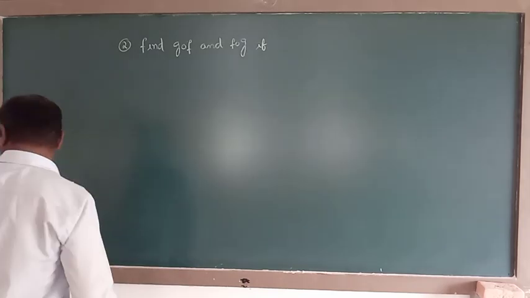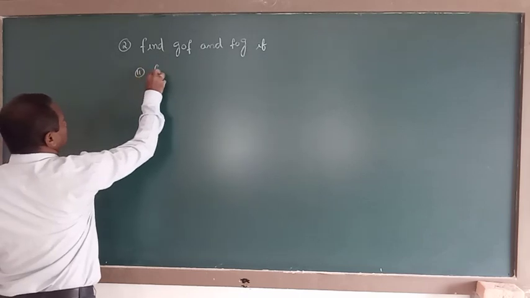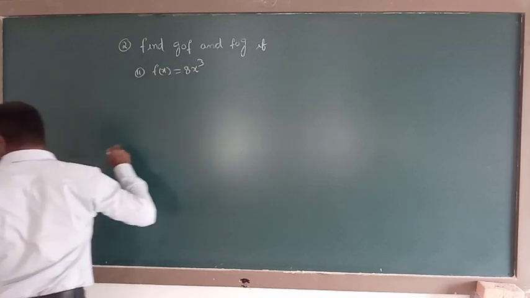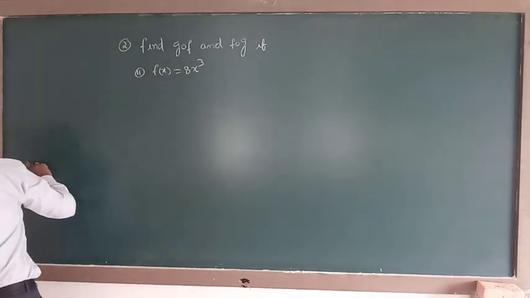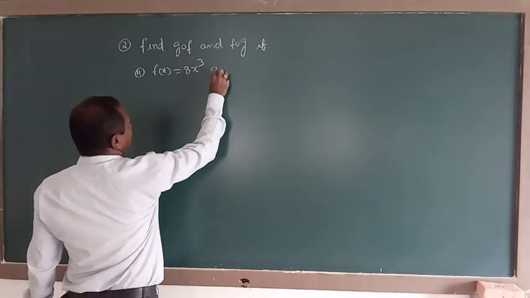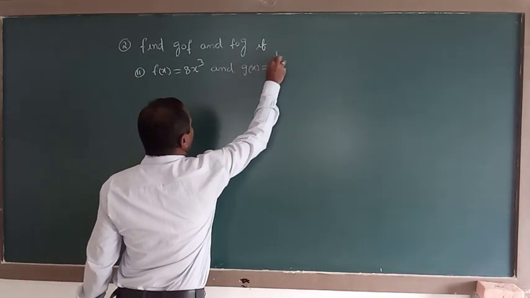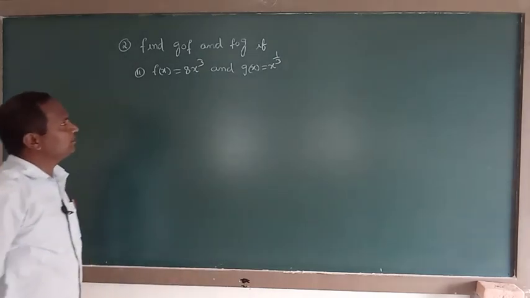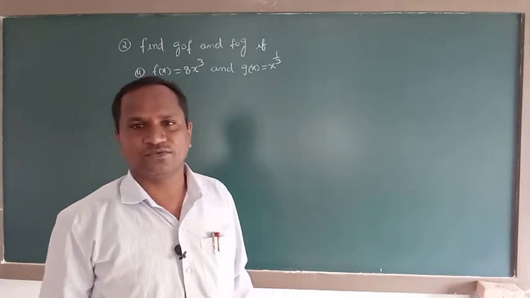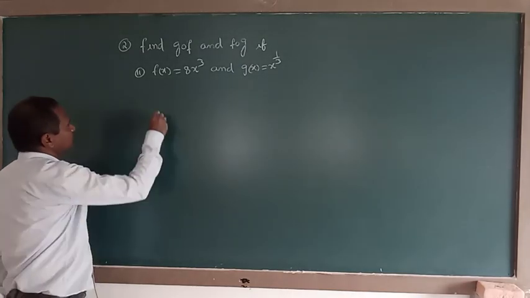Question number 2: f of x is equal to 8x cube and g of x is equal to x to the power of 1 by 3. With the help of these two functions, we have to find g circle f and f circle g. The first one is g circle f.